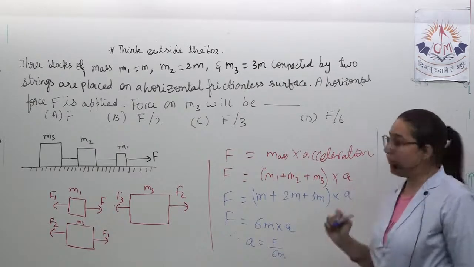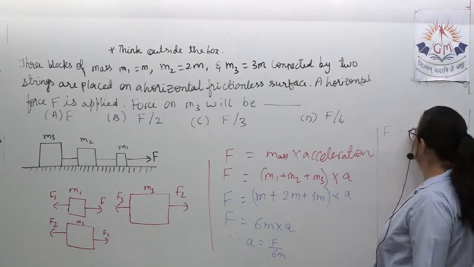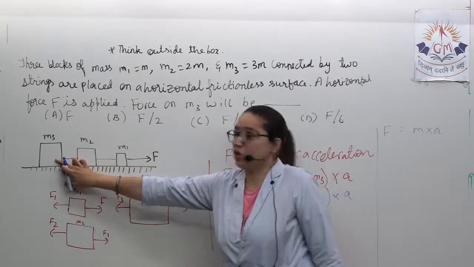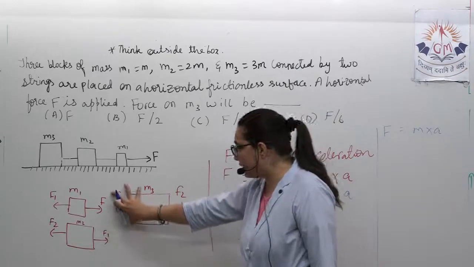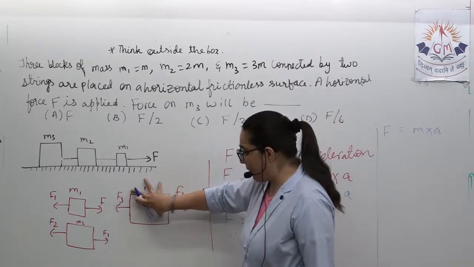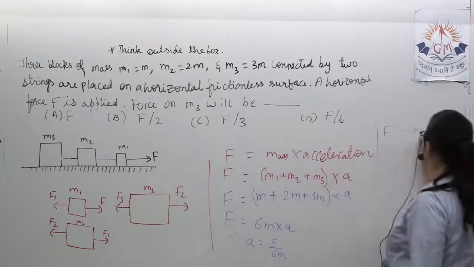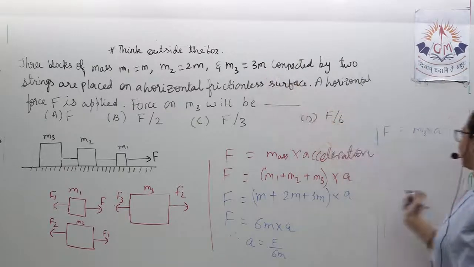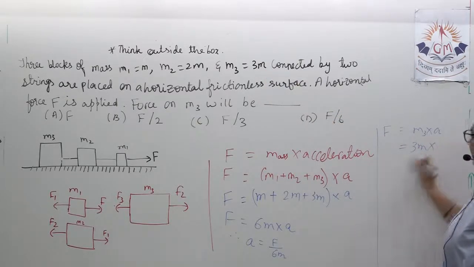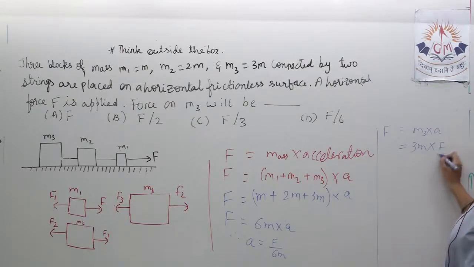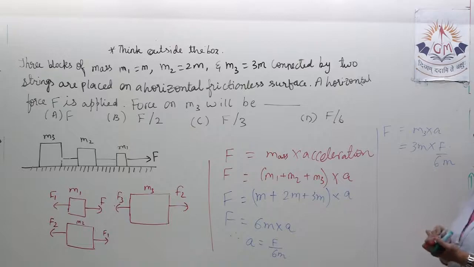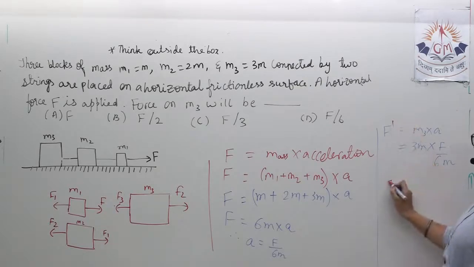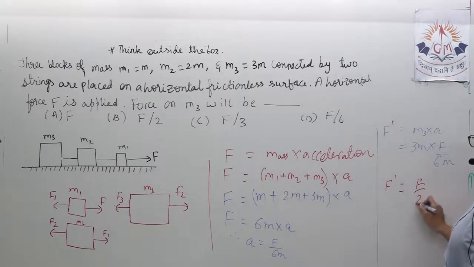Now tell me, what is the formula of force? It is mass into acceleration. If I am talking about the third one, the force acting only on m3 is the mass of m3 multiplied by the acceleration. What is the mass of m3? It's 3m. And what's the acceleration? F by 6m. The m will get cancelled out and 3 will go with 6. So, the force acting is F by 2.